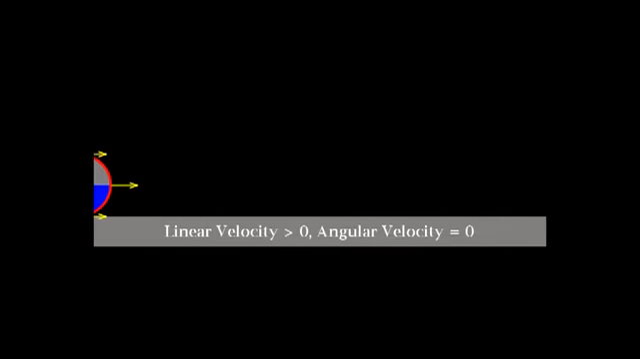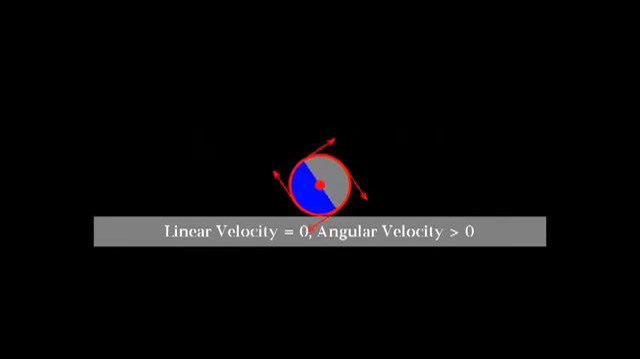A disk is in pure translation with a constant velocity. Holding a disk at the edge and dragging it across the floor results in this kind of motion. All points on the disk have the same velocity. These velocity vectors are indicated by the yellow arrows. The same point of the disk is in contact with the floor at all times.